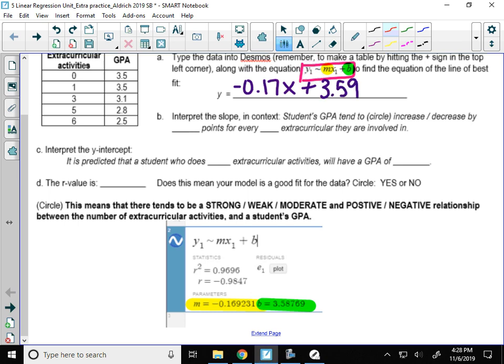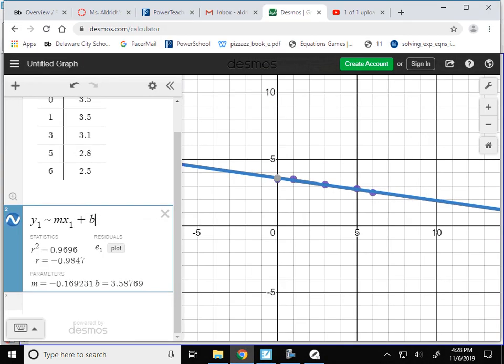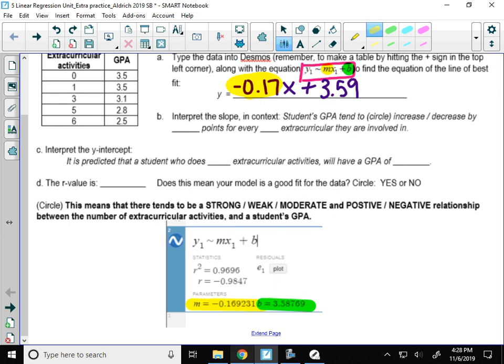That's the equation. Okay, so now what I'm going to do is interpret the slope. So when we're interpreting the slope, remember we're interpreting the number that's in front of the x. So a student's GPA tends to, now it's negative, and we saw that again on our scatter plot here. So the GPA tends to go down or decrease by this amount, by 0.17 points, and slope, we've always said, is for every one extracurricular you're involved in. So this data says that for every one extracurricular you're involved in, your GPA goes down by 0.17 points.